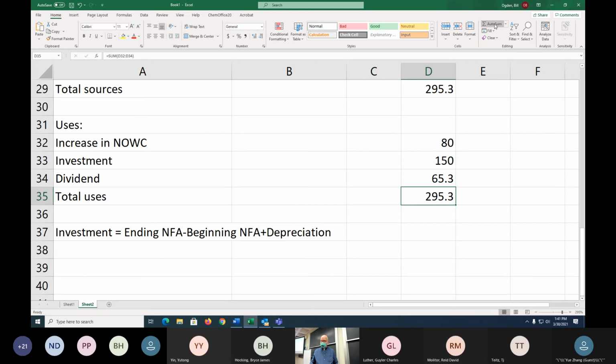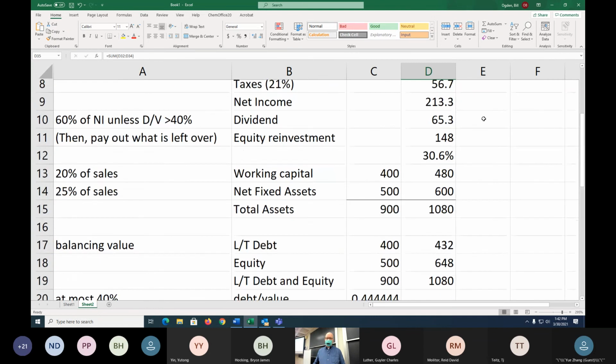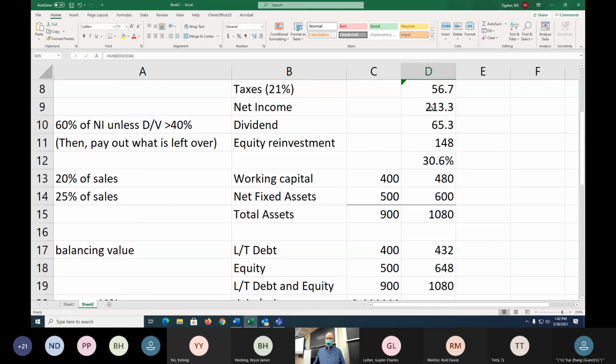What we just did is an example of what's called the residual theory of dividends, meaning that you pay out all that you don't need. So in this particular example, we earned 213.3. We required of that 148 for investments. Therefore, we paid out what was left over, and that's 65.3. Does that make sense? That's called the residual theory. Residual means left over.